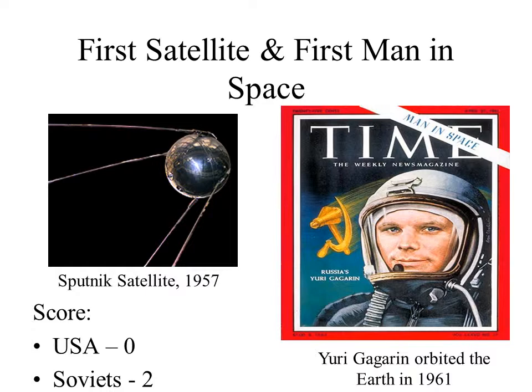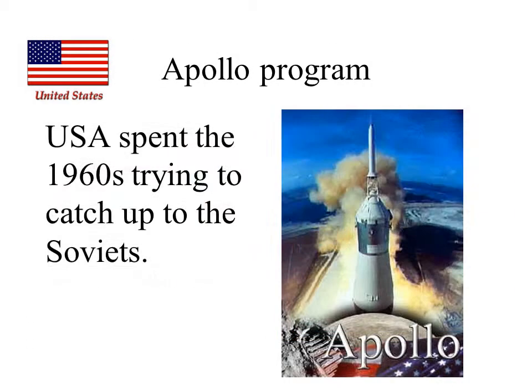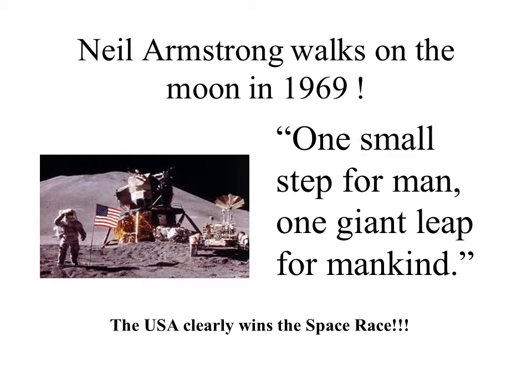And it was one of those things that literally drew the line in the sand for the Americans that this was going to happen. So the United States spent most of the 1960s trying to catch up to the Soviets with the Apollo program. And this all culminates in 1969 when Neil Armstrong walks on the moon, with his very, very famous statement, "One small step for man, one giant leap for mankind." The USA clearly won the space race. And since then, the Americans, the Soviets, the Chinese, all of these groups have actually come together and are working together on the International Space Station. So there's a little irony for you.